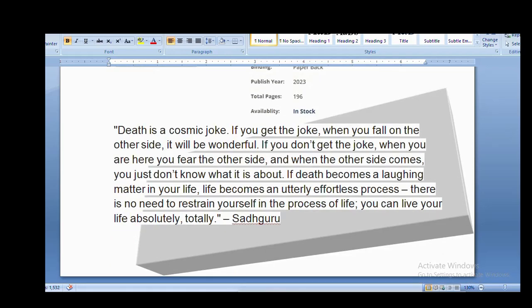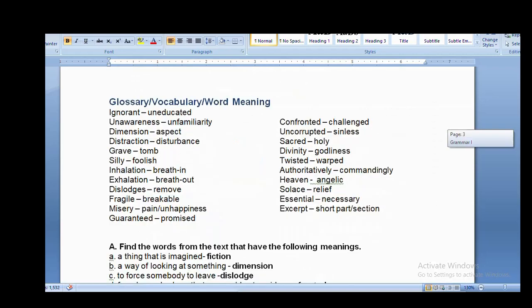If you get the joke, when you fall on the other side, it will be wonderful. If you don't get the joke, when you are here, you fear the other side. And when the other side comes, you just don't know what it is about. Yeah, if death becomes a laughing matter in your life, life becomes an utterly effortless process. There is no need to restrain yourself in the process of life. You can live your life absolutely. The dialogue that is written in his vocabulary I have mentioned here. Whenever you have time or when it is needed for you, you can go through it.